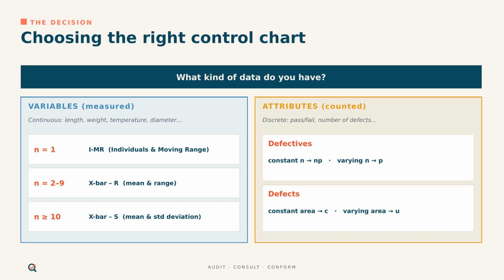For variables data, the chart depends on your subgroup size. One reading at a time uses an individuals and moving range chart, or IMR. 2 to 9 uses the X-bar and R chart. 10 or more uses X-bar and S. For attributes, it depends on what you're counting. Defectives, whole failed items, use a P chart when the sample size varies and an NP chart when it's constant. Defects, individual flaws, use a C chart for a constant unit and a U chart for a varying one.